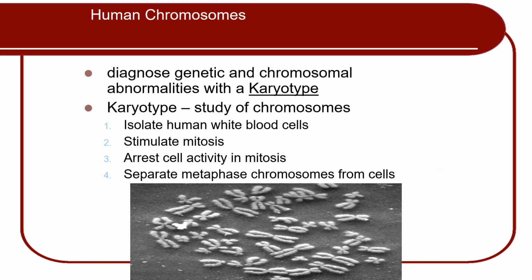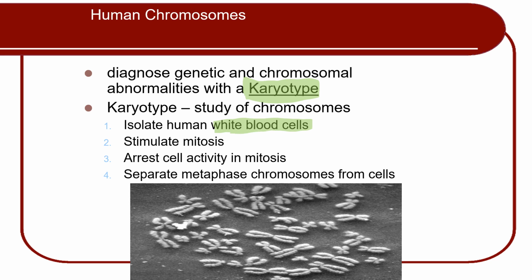The way that these chromosome disorders are diagnosed is with something called a karyotype. A karyotype is when, from an individual, like you could have a karyotype done of your cells, they would take samples of cells. In humans, they use white blood cells usually.